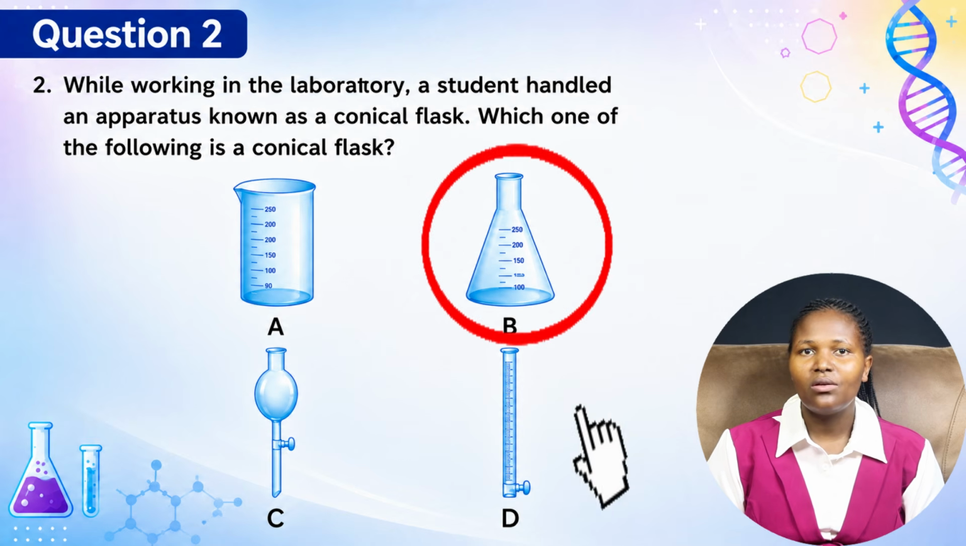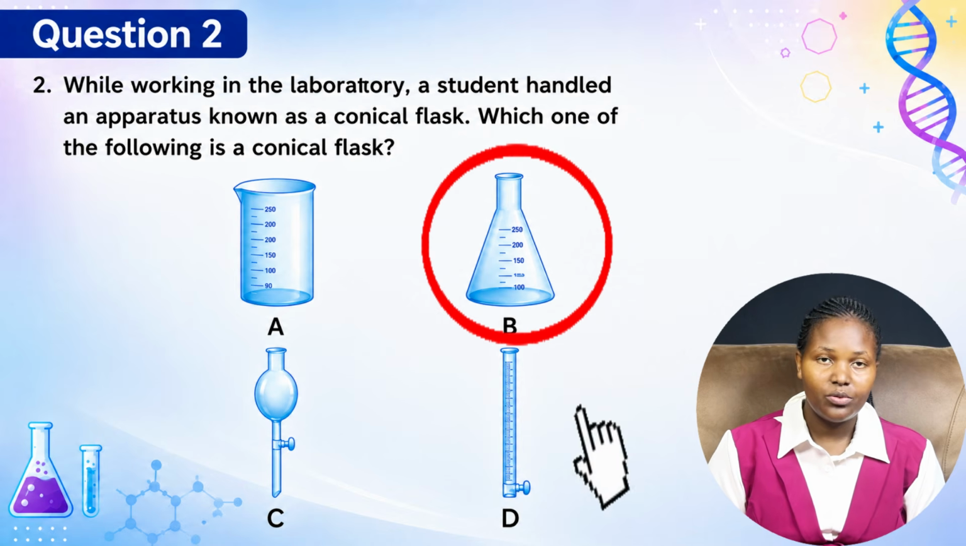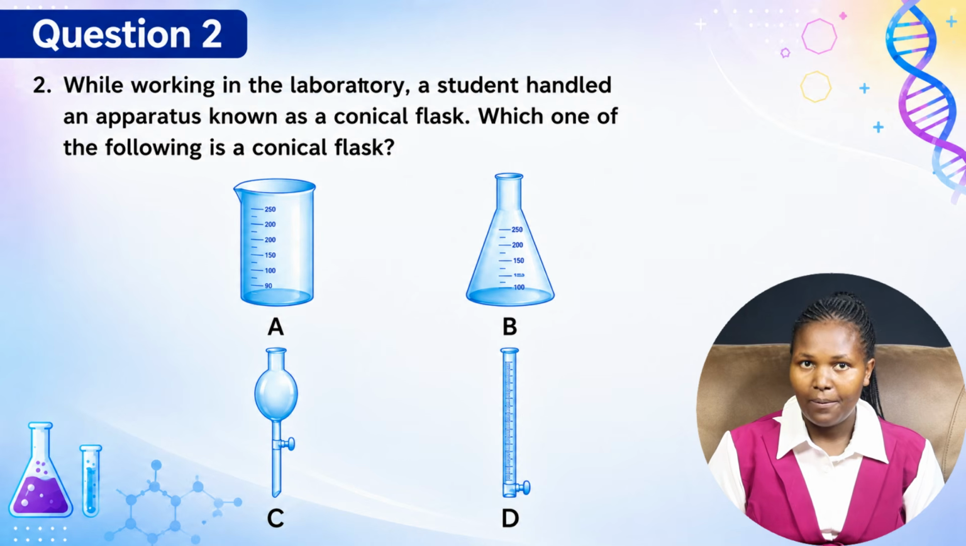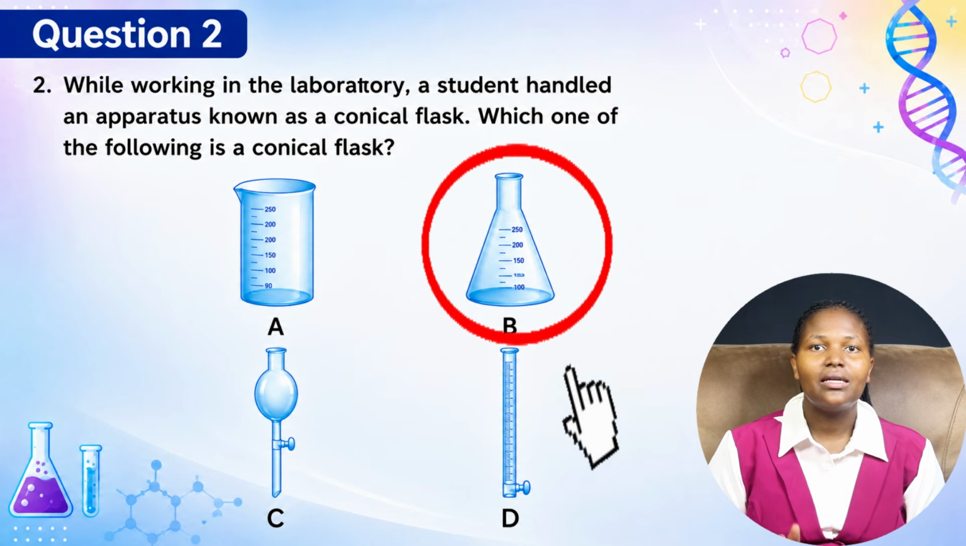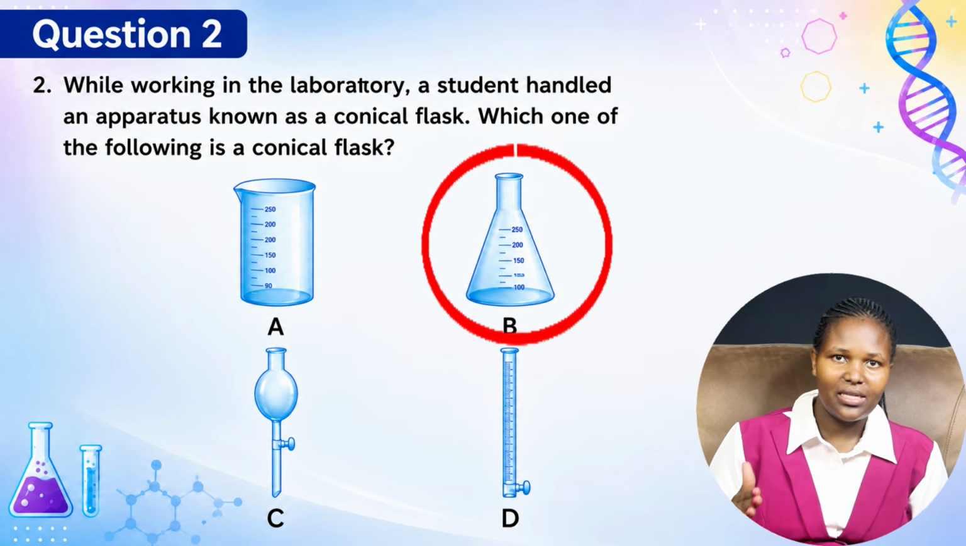Why? Because a conical flask has a flat base, number 1, and then it has sloping sides and a narrow neck, just like B. Now, the other options, option A is a beaker. Then option C is called a separating funnel, and option D is called a burette. So, all the others are not correct. And for you to remember, this question is very common. Always remember that a conical flask is cone-shaped. It looks like a cone. So it has a flat base and it has the sides.